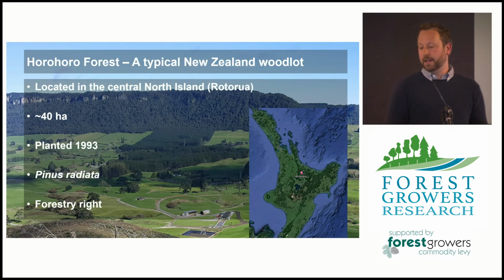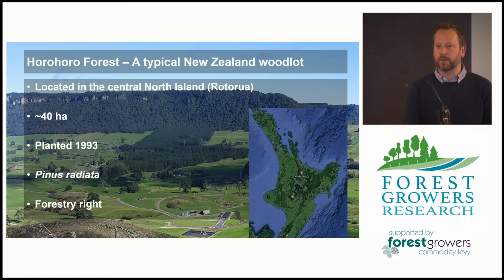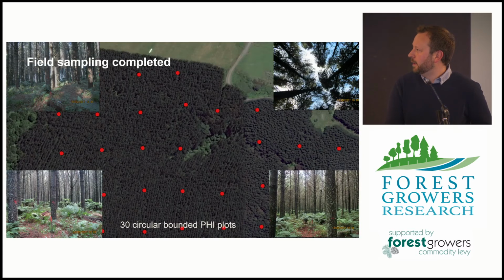I would describe it as a fairly typical New Zealand woodlot. You may think otherwise. It's about 40 hectares or so, planted in 1993. It's radiata. It's managed in a forestry right. It's probably coming up for harvest sometime fairly soon, I guess.